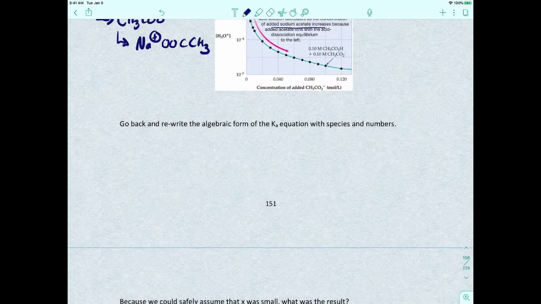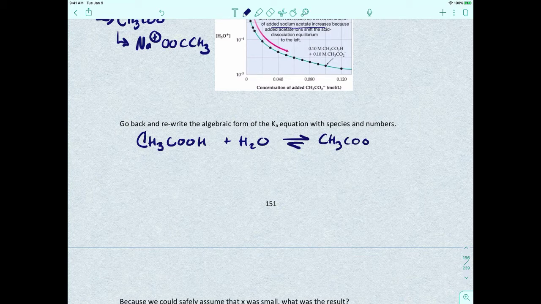Before we go on with our next topic, I need to go back to the problem that we finished in the previous video. It's asking us to go back and rewrite the algebraic form of the Ka expression. If you remember in the previous video, the equation was acetic acid plus water in equilibrium with acetate ion, CH3COO minus, plus H3O plus.